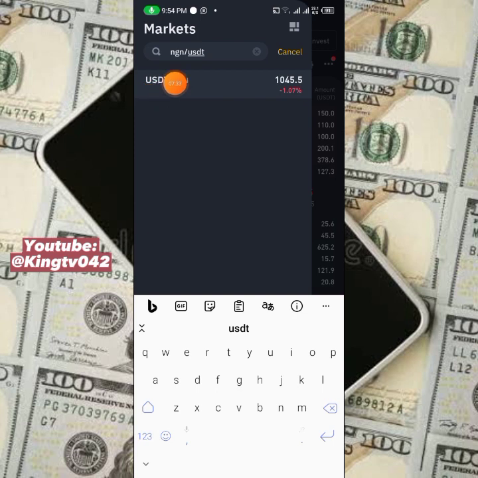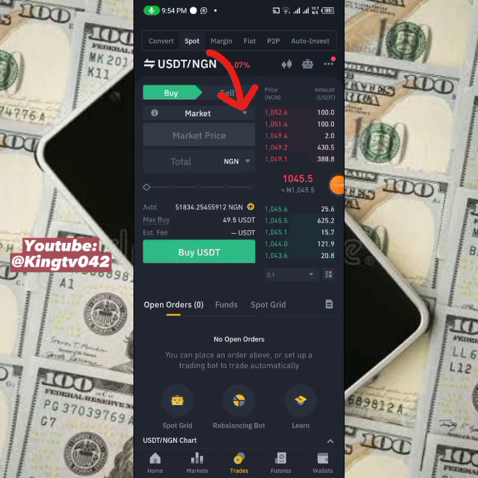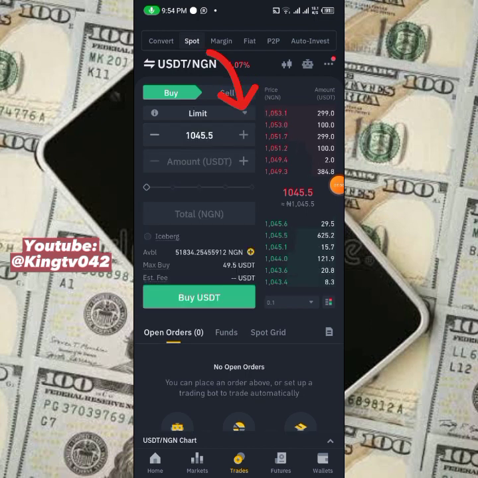So you click on it. Once you click on it, you will see that the current market price of USDT is going down a bit. Now you click on this down arrow button, you change it to market, you click it again and leave it at limit, so that this current price would be at the limit order.